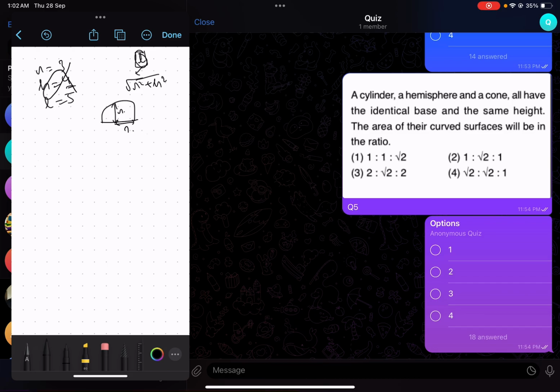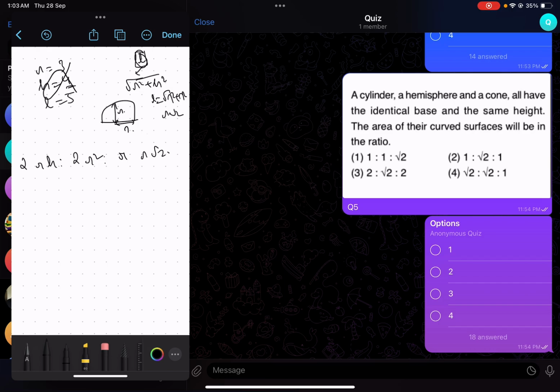Let us start. Curved surface area of cylinder will be the same, 2 pi r h. Let us ignore pi, and let us ignore r as well, so we'll directly write 2h. Because pi will get cancelled, 2 r h. Now for hemisphere it is 2 pi r square, so 2 r square, and for the cone it will be pi r l. So ignore pi, radius r, and l will be root over r square plus r square, which is nothing but r root 2.